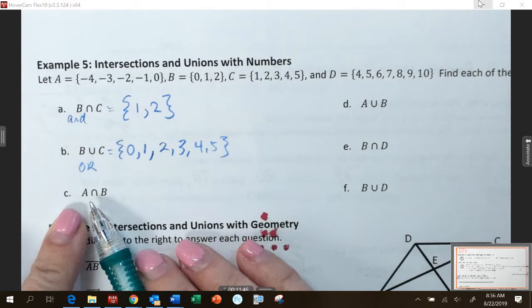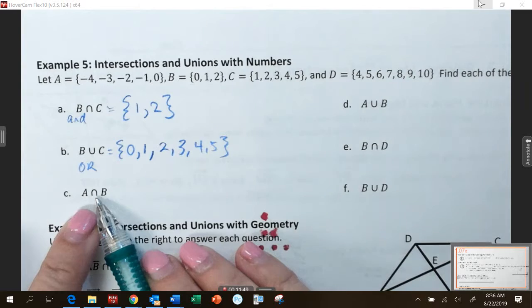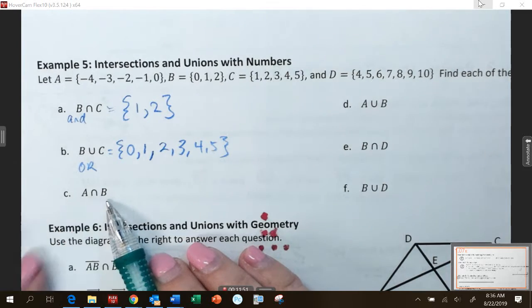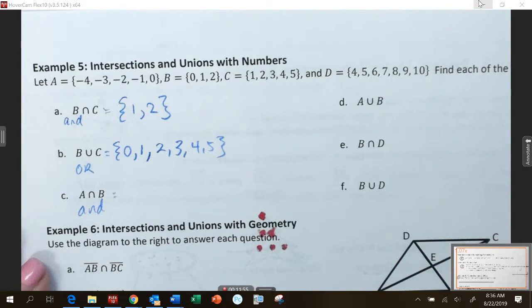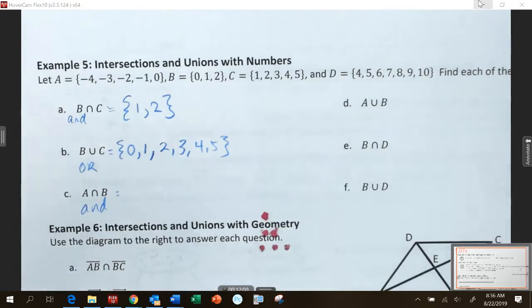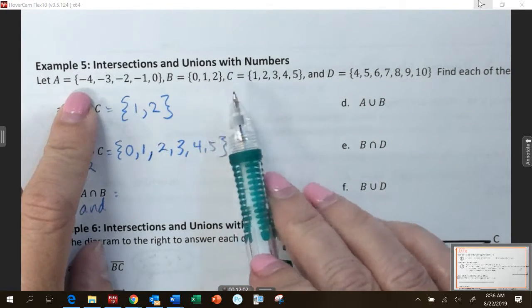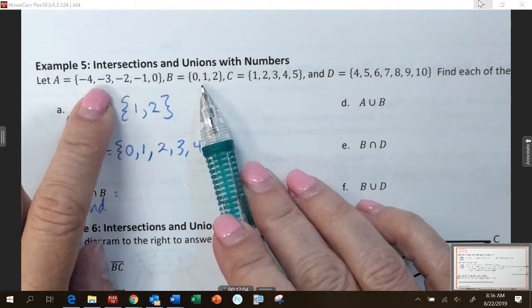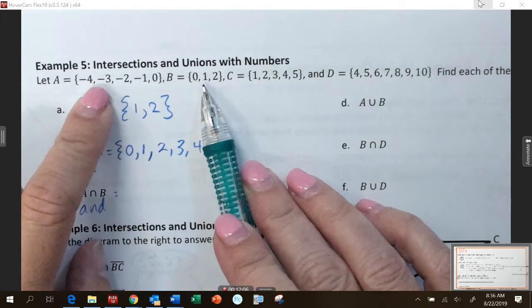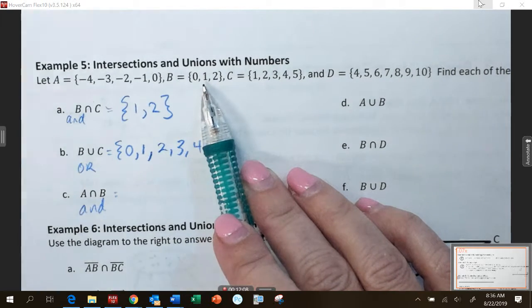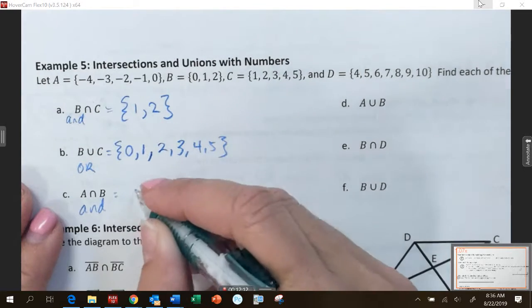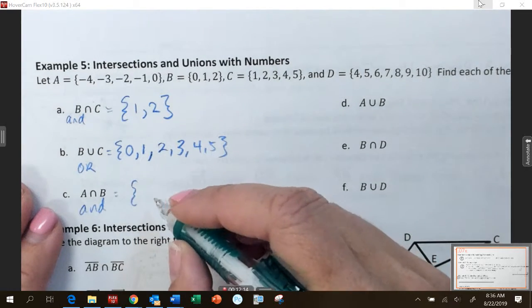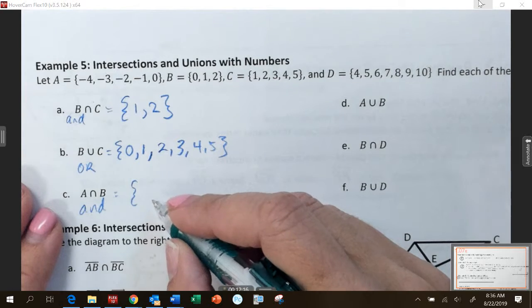Okay, so how about A intersection B? A and B. The number 0? Is that what you meant? You didn't mean none of them, you meant the number 0. Okay. You guys see how they both have the number 0 in common? Are there any other common numbers besides the number 0? Nope. Okay.